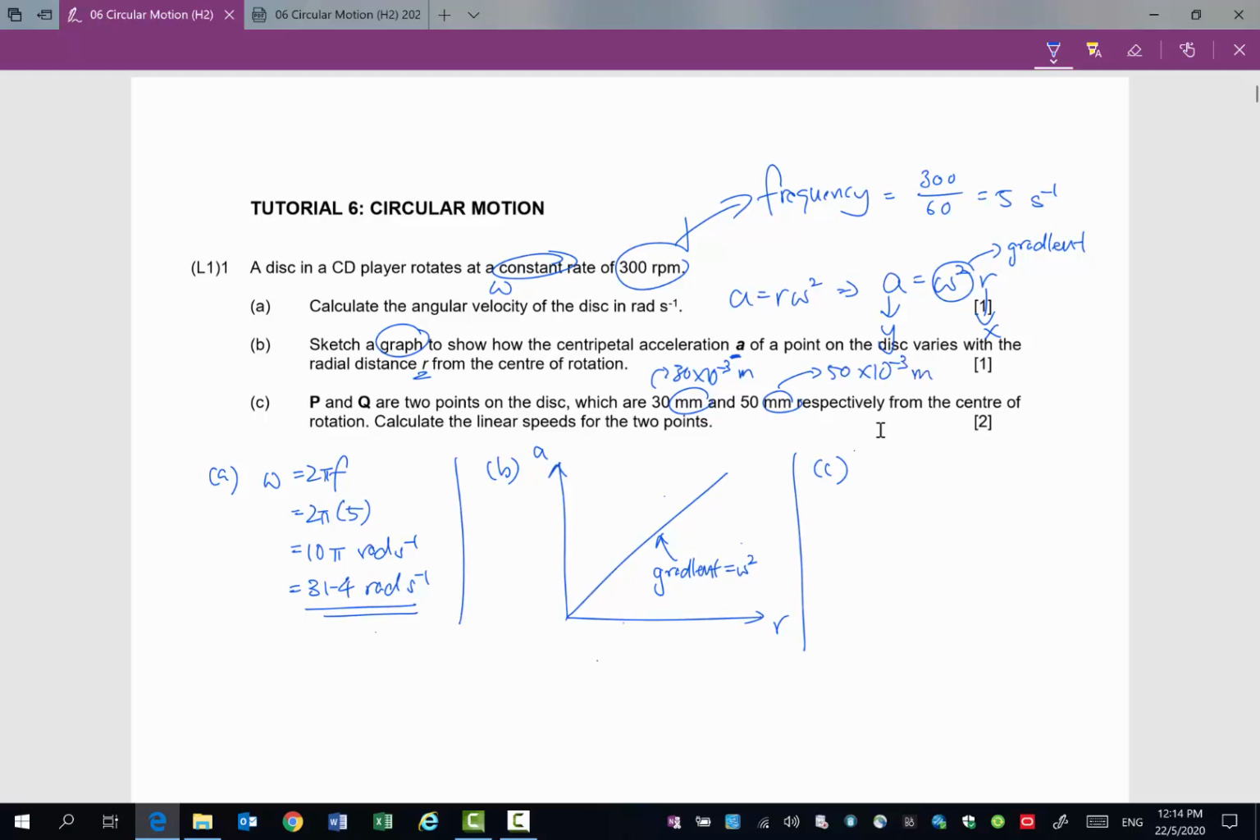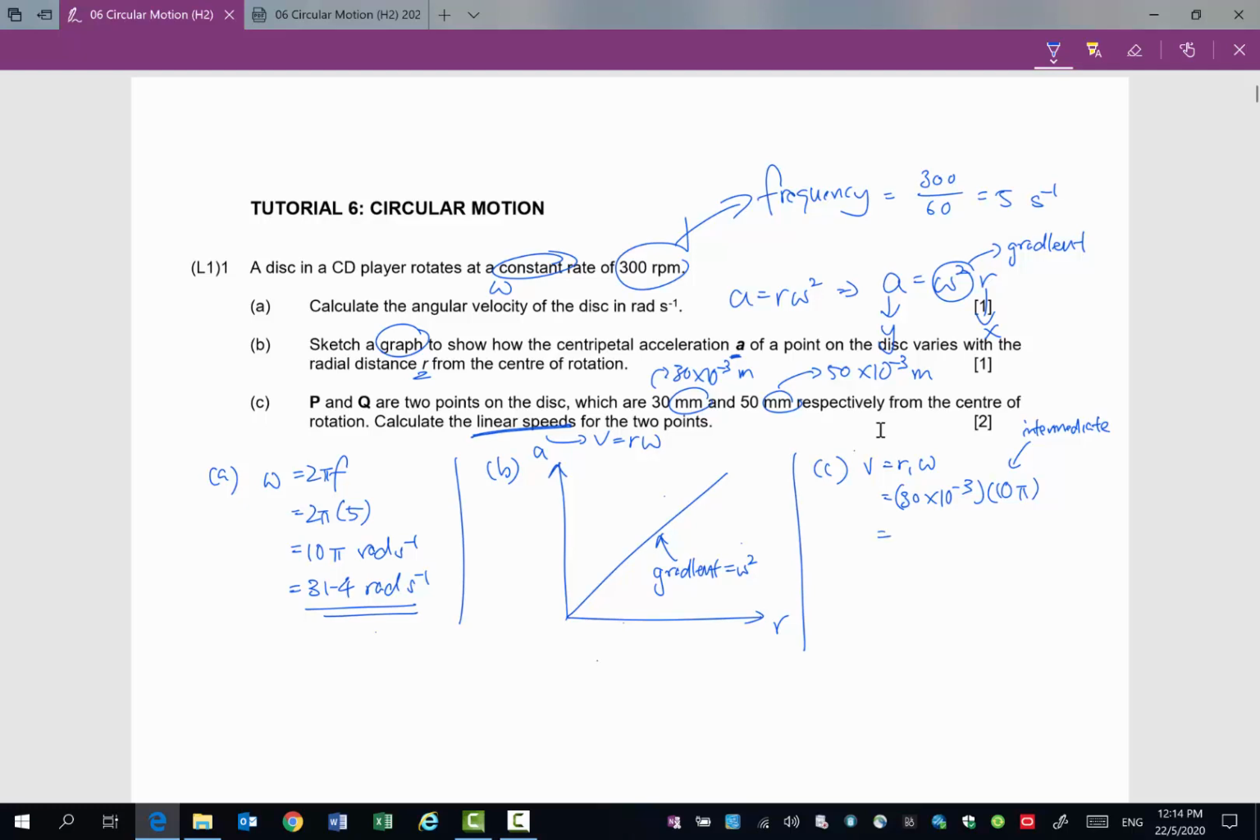To calculate the linear speed, meaning v, we have the equation v equals r omega. For part C, we simply need to put in the values and then we can solve for the answer. So v is equal to r1 omega, r1 being 30 times 10 to the power of negative 3, multiplied by 10 pi. Why do I put 10 pi here? Because it is an intermediate working. For intermediate working, it is okay for you to use a more accurate answer rather than the 3SF answer that has been rounded off in part A. So I'll use the more accurate calculation, 10 pi, to calculate v.